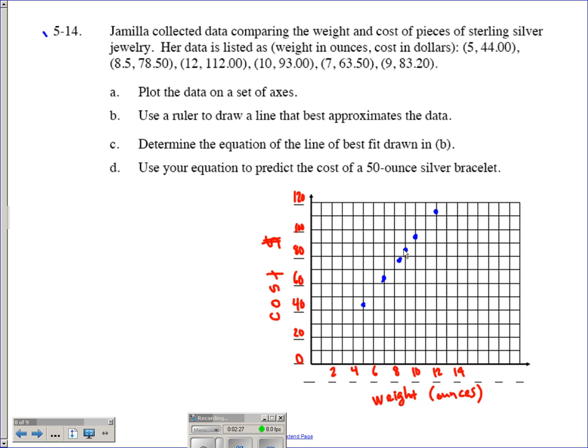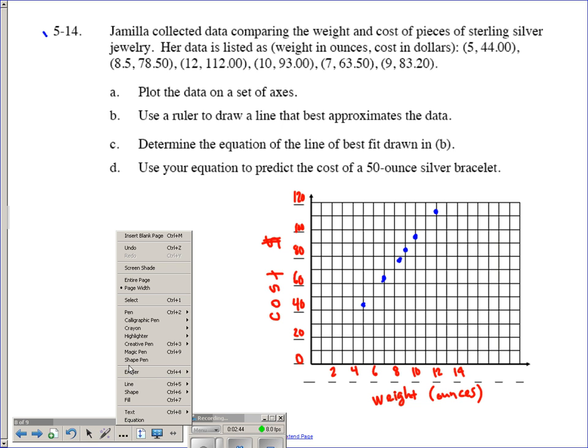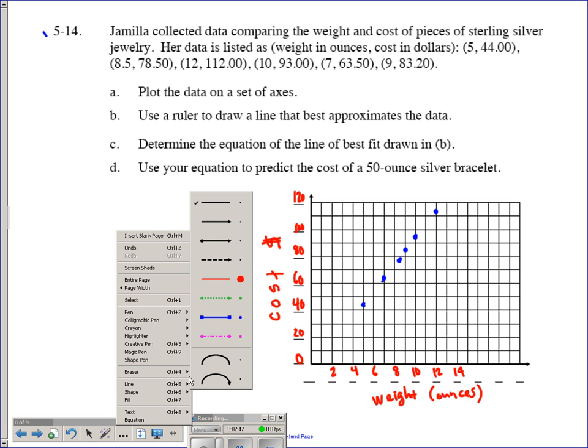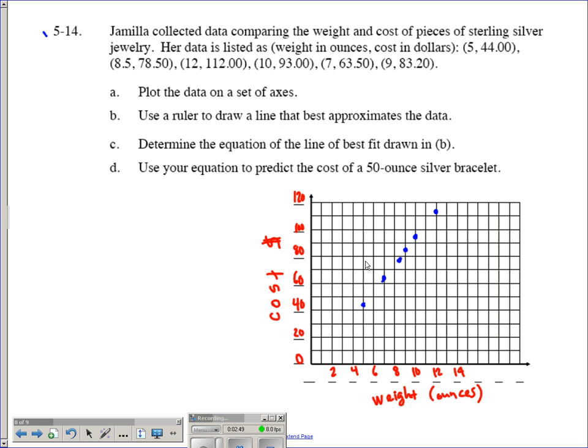So we've plotted all the points that we have here, all this information. Letter A asks us to plot that data. Then letter B asks us to use a ruler to draw a line that best approximates the data. Well, I'm going to go ahead and use a line tool here. And I want to create this trend line. So I want it to hit as many points as possible, and I want to kind of try to spread them so there's as many above it as below it.